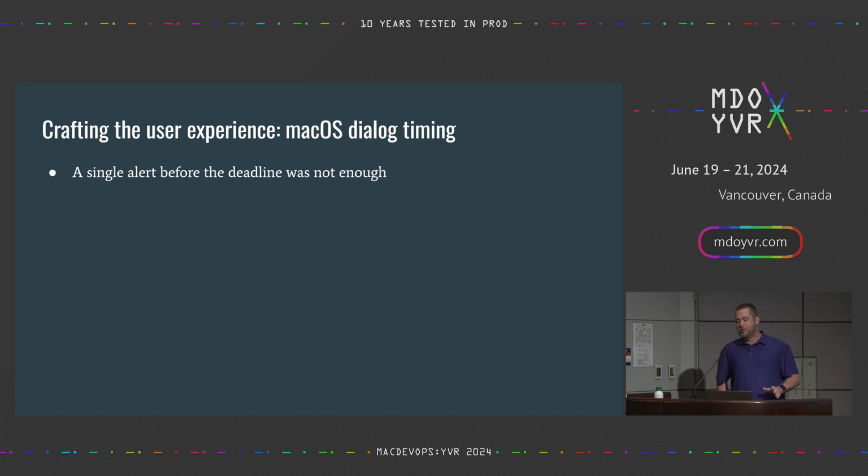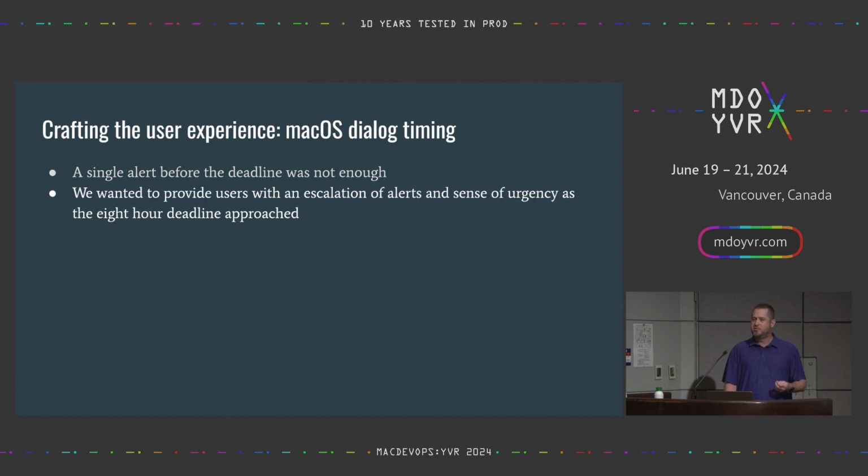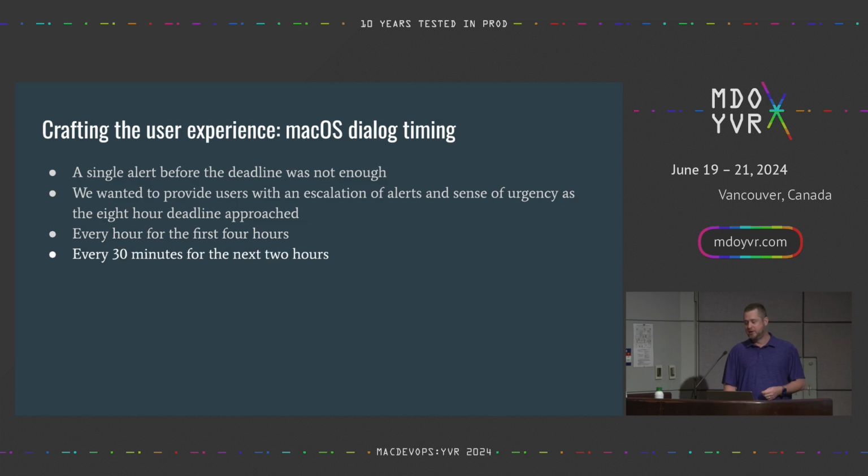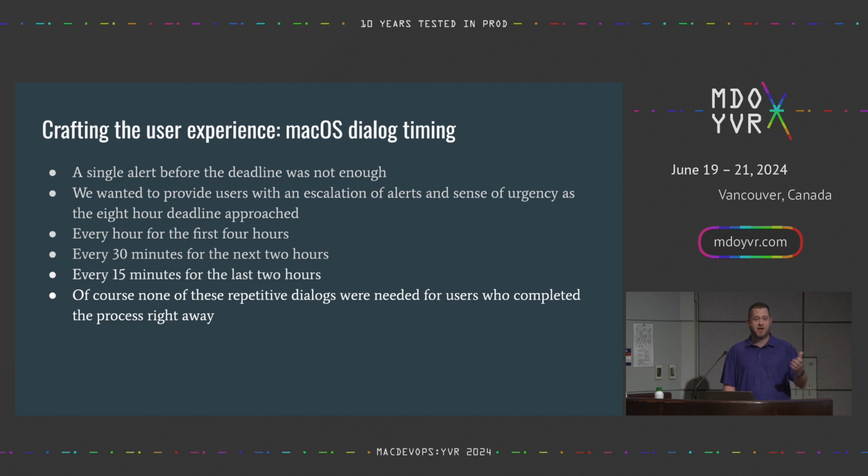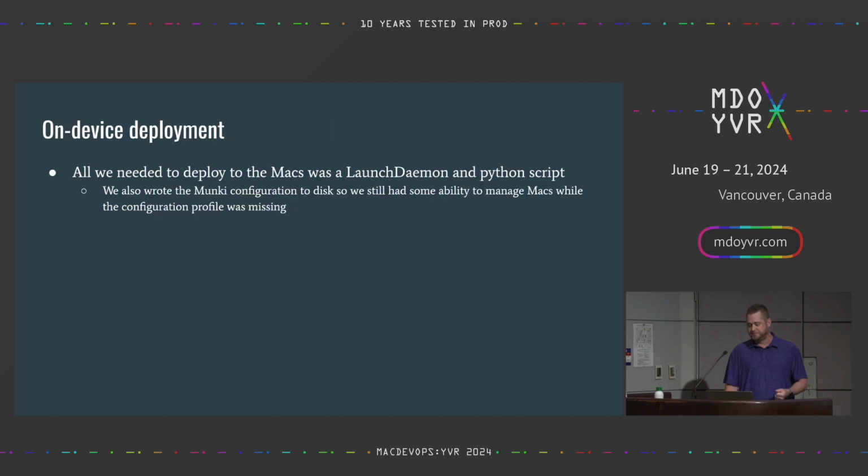So natively, macOS only displays this new dialog a single time before the deadline, but we knew that wasn't enough for us. We wanted to provide users with an escalation of alerts and a sense of urgency as they approached that deadline. So we decided we'd trigger the dialog every hour for the first 4 hours, every 30 minutes for the next 2 hours, and then every 15 minutes for the last 2 hours of that 8-hour deferral. But of course, none of those repetitive dialogs would ever be seen by users who just completed the process the first time we asked them to do it.